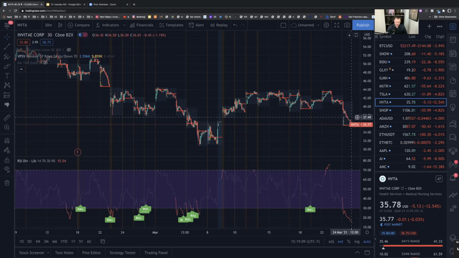And now we see Invitae completely oversold again. We have never seen an RSI down to the 13.5 level in all the time I've been analyzing Invitae. So very, very oversold. Now let's look at Shopify.